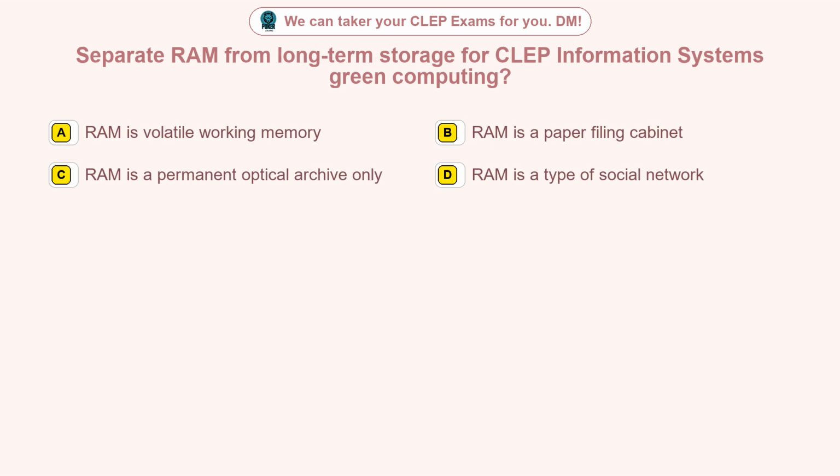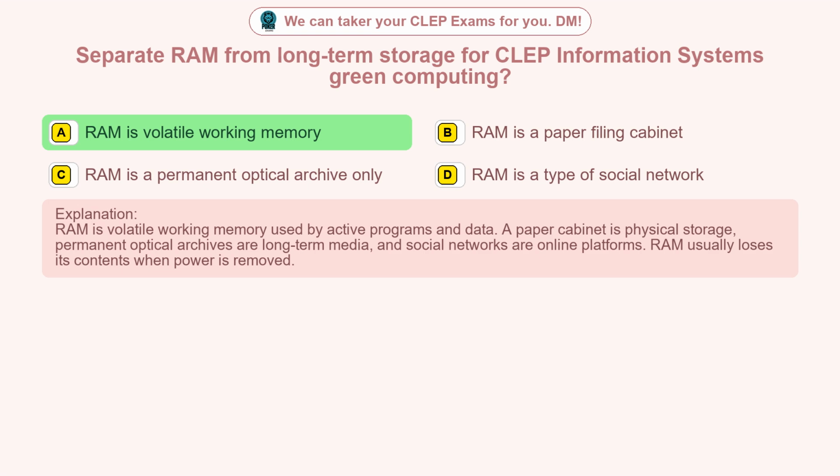Question 52. Separate RAM from long-term storage for CLEP Information Systems Green Computing. Option A. RAM is volatile working memory. Option B. RAM is a paper filing cabinet. Option C. RAM is a permanent optical archive only. Option D. RAM is a type of social network. The correct answer is option A. RAM is volatile working memory. RAM is volatile working memory used by active programs and data. A paper cabinet is physical storage, permanent optical archives are long-term media, and social networks are online platforms. RAM usually loses its contents when power is removed.